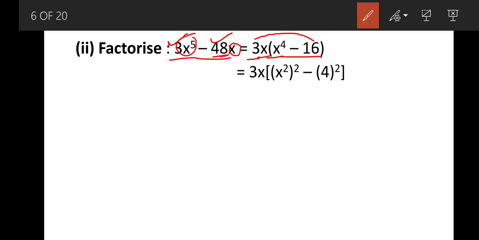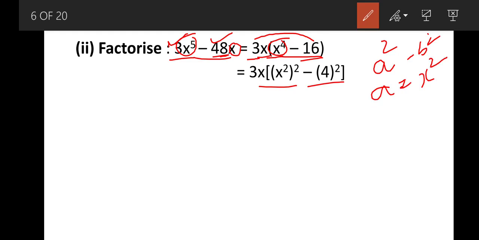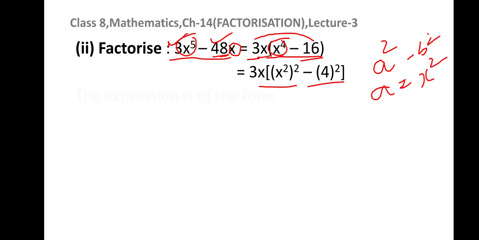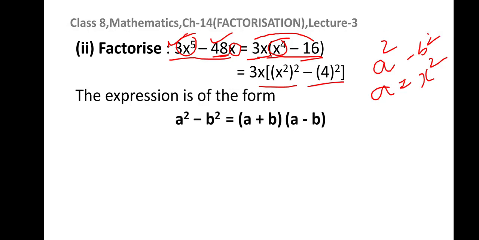Now I can use identity number 3 only if I have difference of 2 squares. Now if you look at this x raised to the power 4, can I write it like this, x square whole square? Yes, definitely I can write it like this. And 16 can be written as 4 square. So we got the form of identity, that is a square minus b square. But here, what is a? x square, not x. And b is 4. So let us see the steps now. This expression is of the form a square minus b square is equal to a plus b into a minus b. This we have seen.